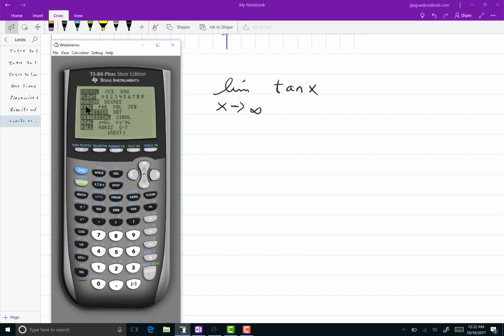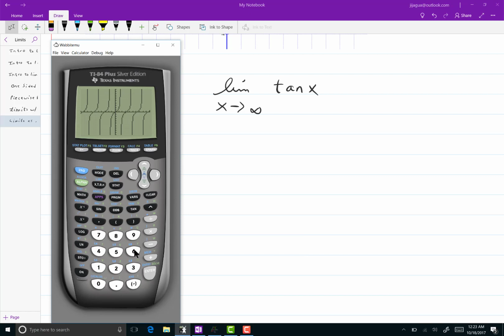Oh, what? I forgot. Let me check radian. Make sure whenever you're dealing with trig, you've got radian covered. Now I'll do zoom 6. And you ought to know, you've seen this graph probably, I can't tell you how many times in your life. At every odd multiple of pi over 2, there's an asymptote.